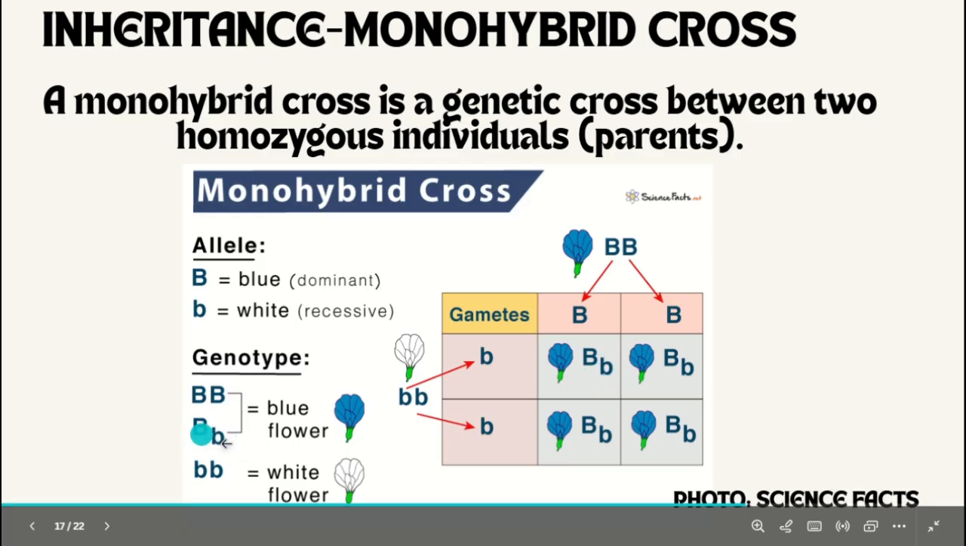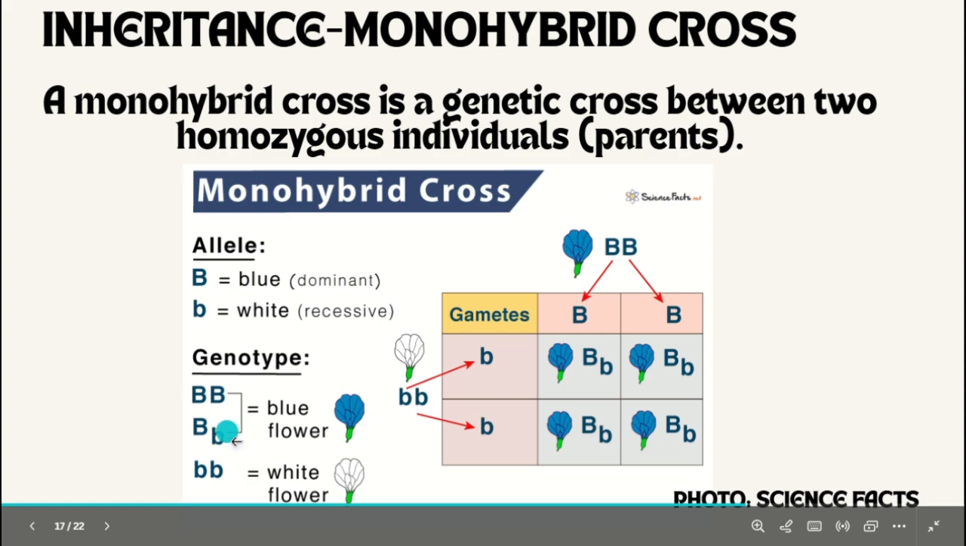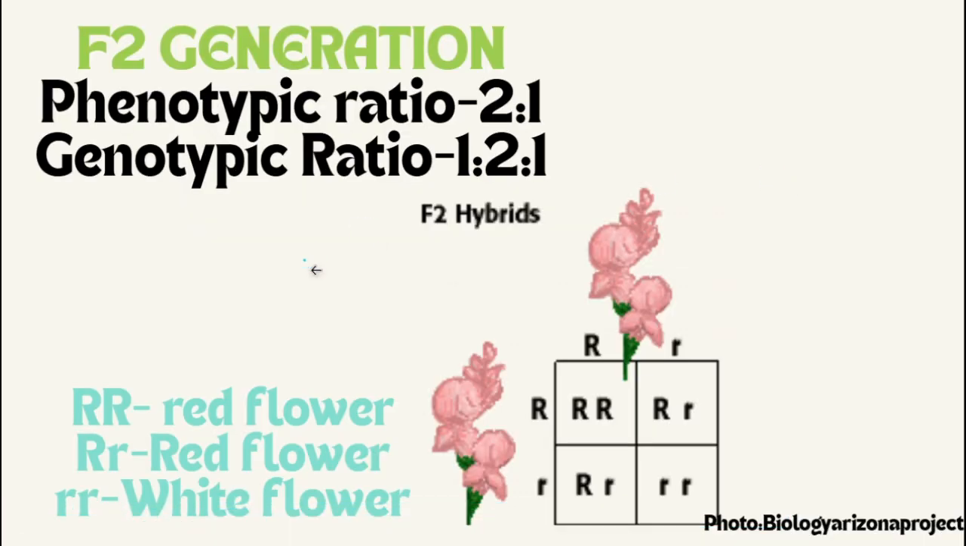As you can see, this is the genotype. All of these flowers have the trait for white flowers, but it's not expressed because the dominant one overpowers it. So I get 100% blue flowers, and for the genotype, I get 100% big B, little b, and for the phenotype, 100% blue flowers.